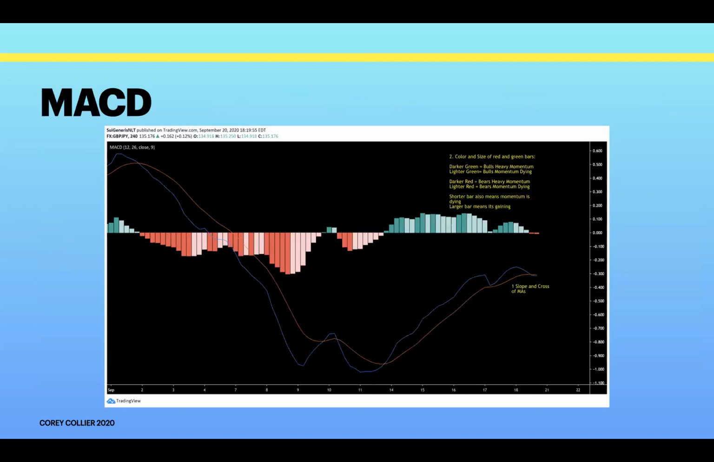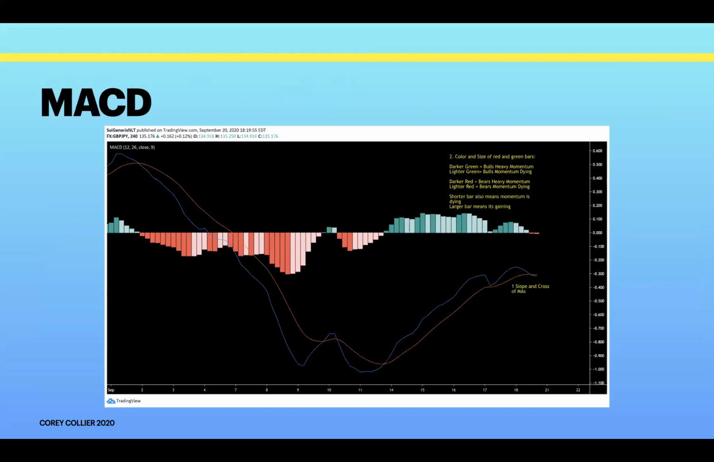So what we look for on the MACD indicator is, first of all, you see the number one where it says slope and cross of MAs. We want to pay attention to that. Are they sloped up, or are they about to cross? Did they create that double bottom right there along with the divergence of the bars that said buy? There's a lot of things that go along with this MACD that helps you guys judge the momentum of the market, right?